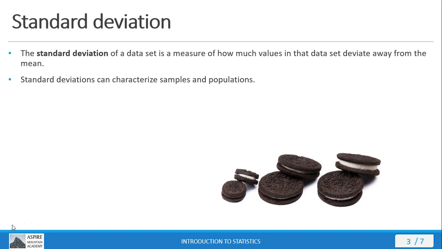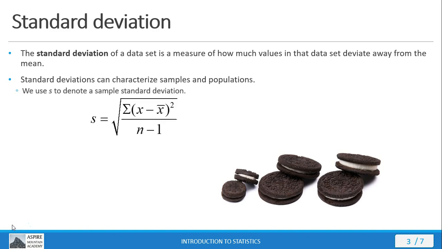Standard deviation is simply a measure of how much the values in the data set deviate away from the mean value. Standard deviations can characterize both samples and populations, but how we calculate them is slightly different for each one. So if we're looking for a sample standard deviation, we denote that with a lowercase letter s. And we use this magnificent equation that you see before you.